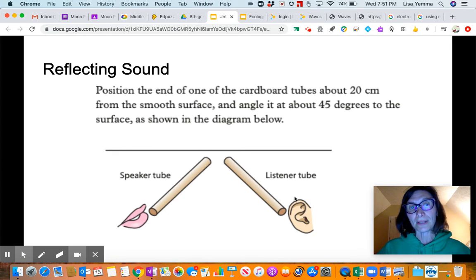And here's what you're going to do. You are going to try to get a partner. Someone in your family would be fantastic. And you're going to position one end of the cardboard tube about 20 centimeters away from a smooth surface, like your wall in your living room, your wall in your hallway. And then you angle it about 45 degrees to the surface shown below. The listener has their tube also angled the same distance away and then directed at their ear.